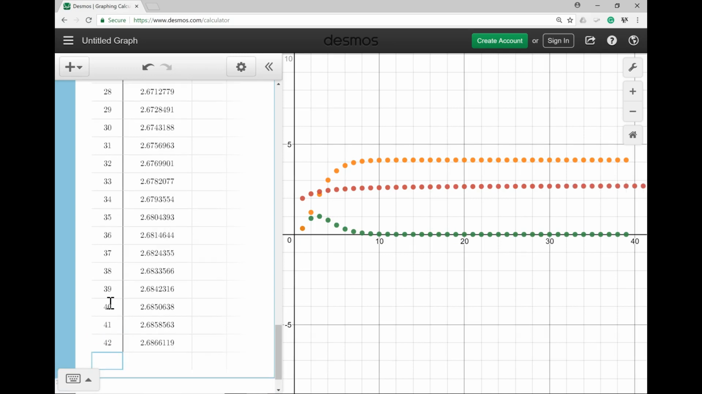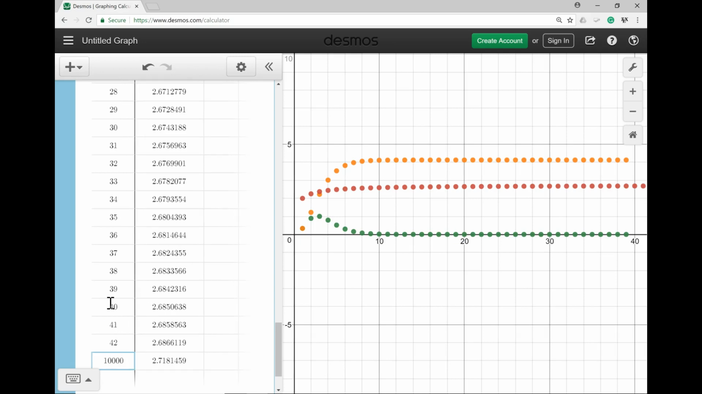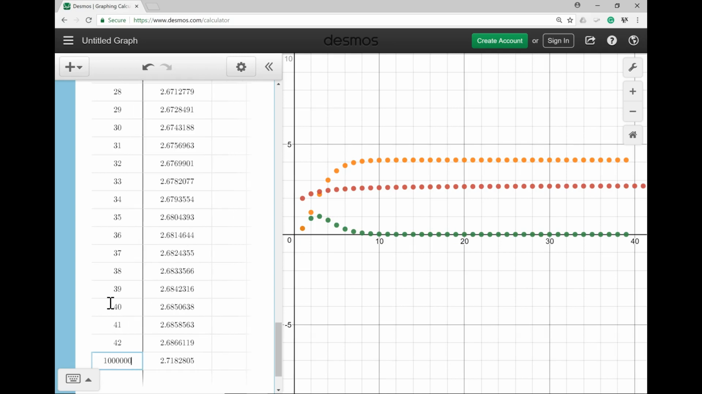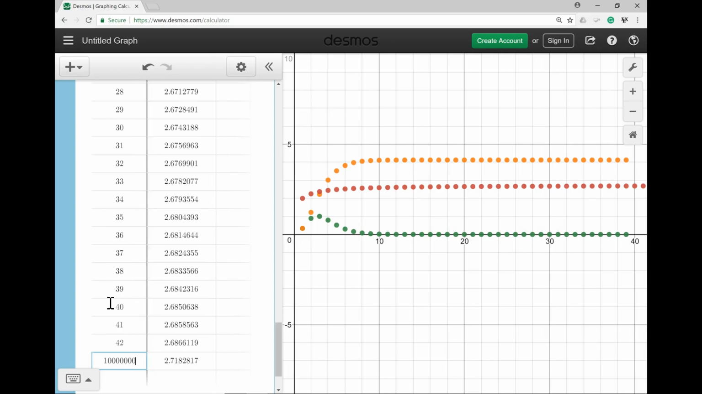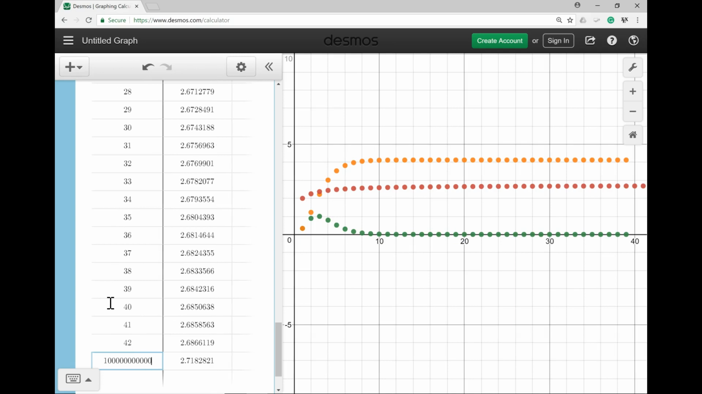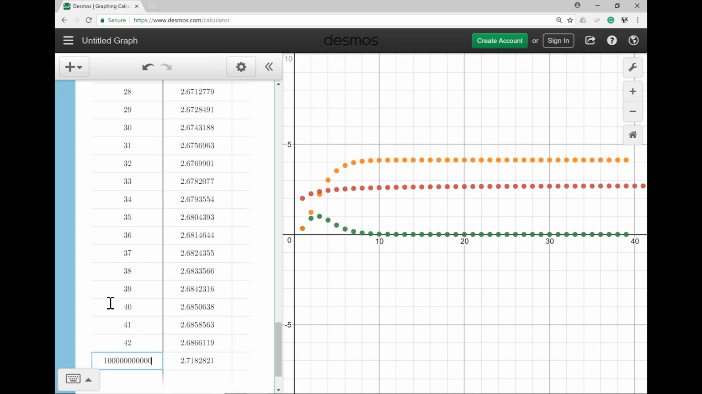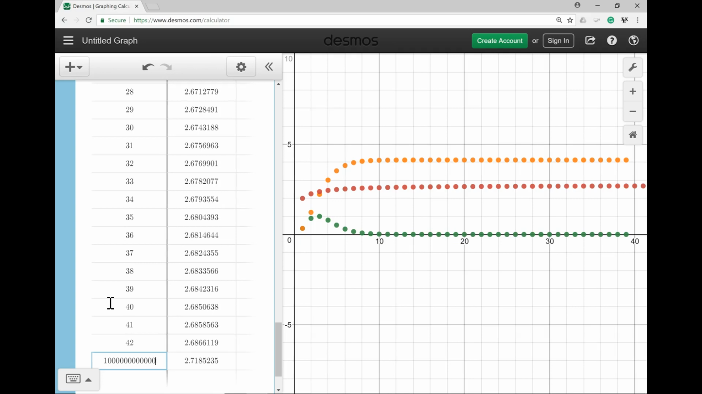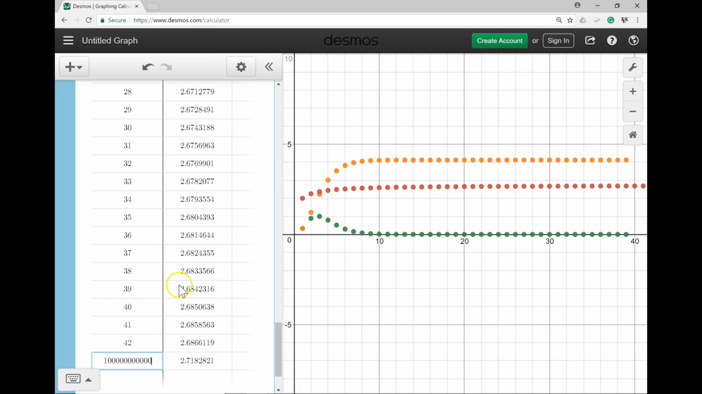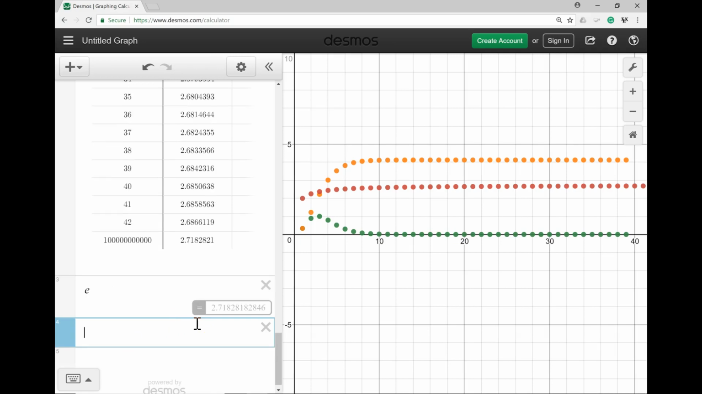Okay, let's speed up this process a little bit. 1,000, 10,000, 100,000, 1,000,000, 10 million, and now I'm not really seeing it change too much. 2.718. Oh, I think I just broke Desmos with that one because that 5 should not be there. So it looks like this is approaching 2.7182821, which is the decimal approximation for e.